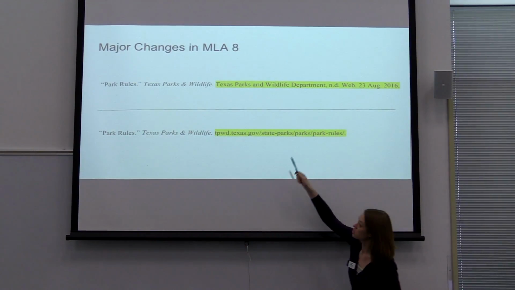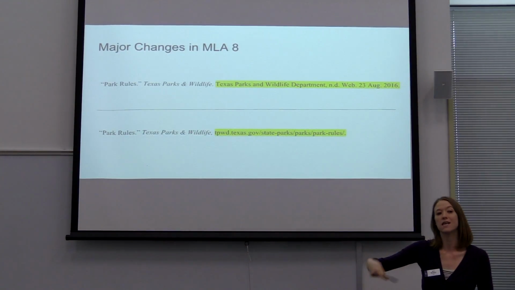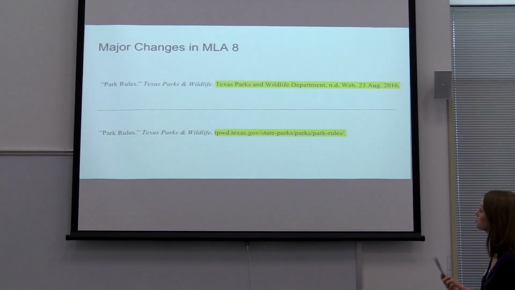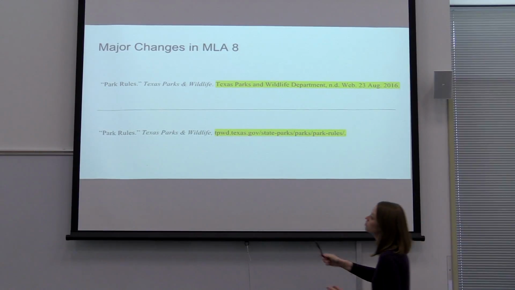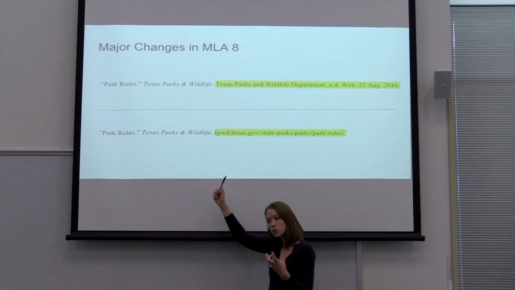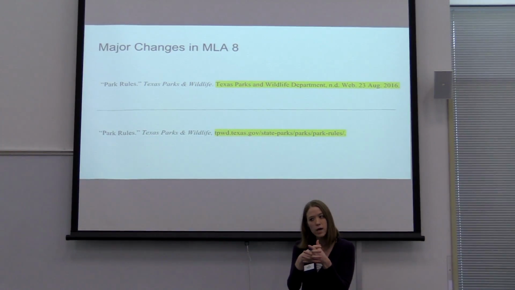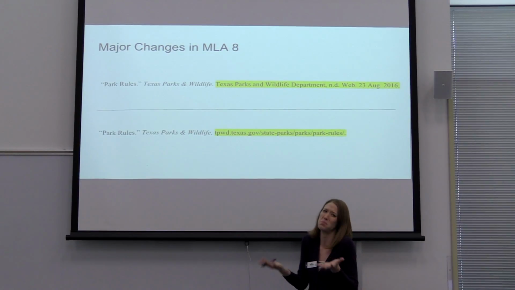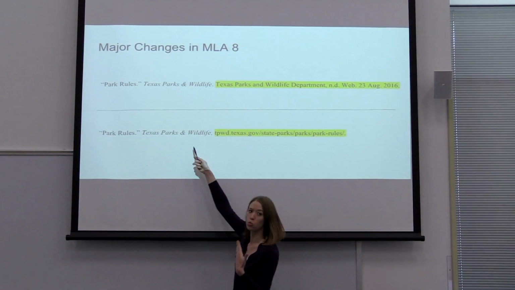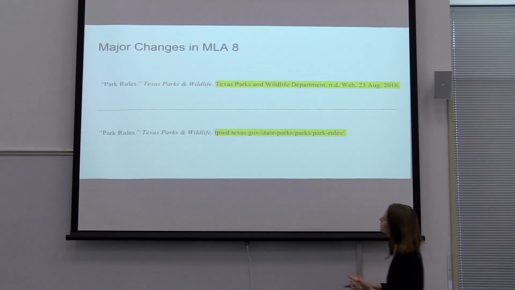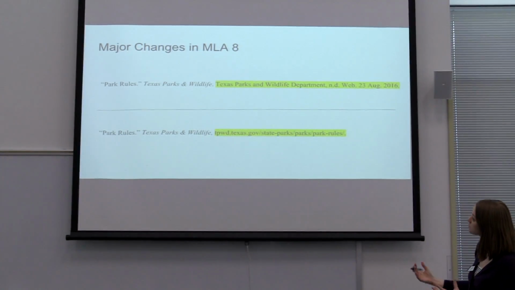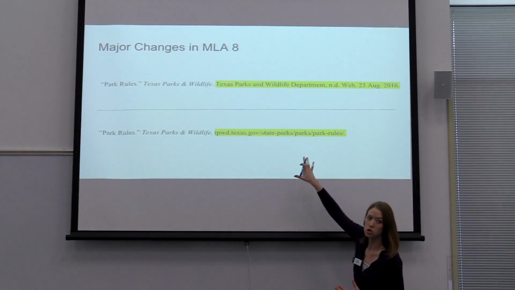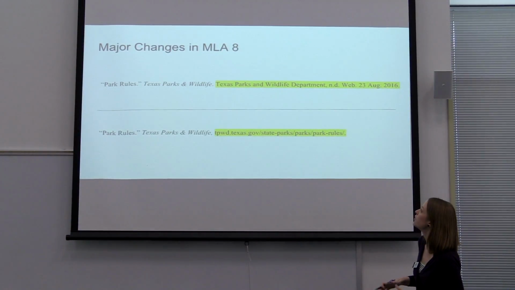Now in the 7th edition, I would have to restate the website publisher, Texas Parks and Wildlife Department. Well, this new edition of MLA says, look, if your site title and the publisher are so similar, or if they're the exact same thing, you don't need to repeat them like that. So that's why we see that just once here. And then finally, as we've mentioned, we don't include the date of access, but we do include the URL.